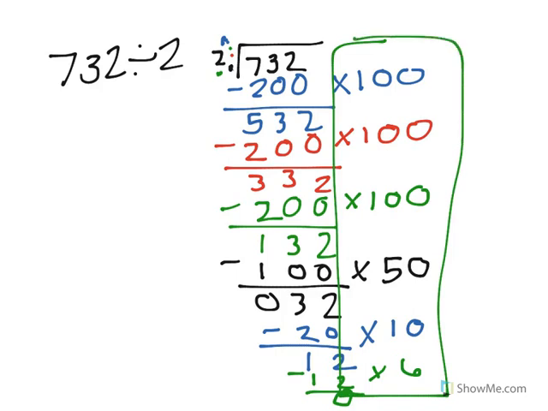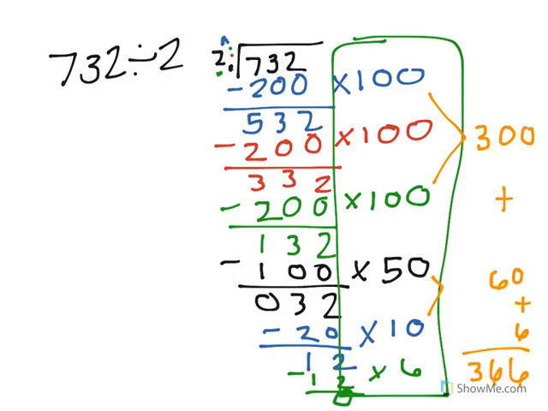Well, I know that I have 3 100s, so that's 300. And then I have a 50 plus a 10, which makes 60. And then I have a 6. So I have 300 plus 60 plus 6, or 366. So my quotient is 366. This is using partial product.